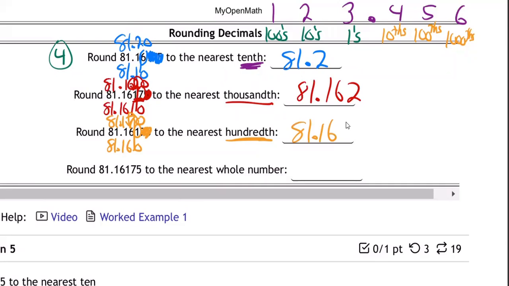And then the last one, whole number. Round it to the nearest whole number. Now, where's the whole numbers? Well, that's the ones place. So put the line right there. Look to the right of the line. The 1 tells us to leave it at 81. In other words, we're saying, is it closer to $81 or $82?